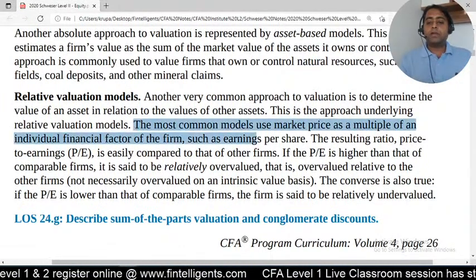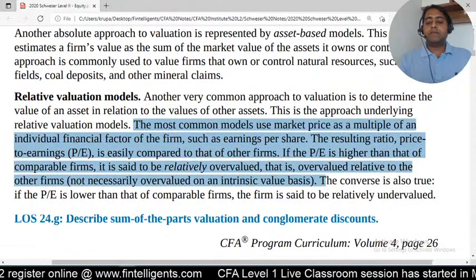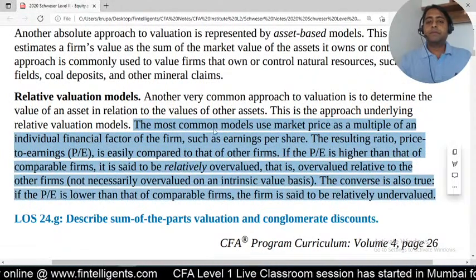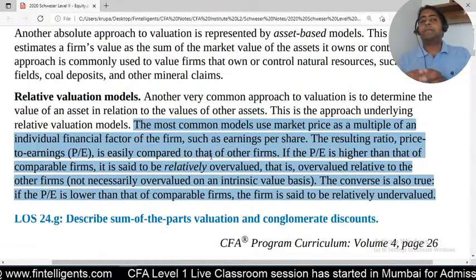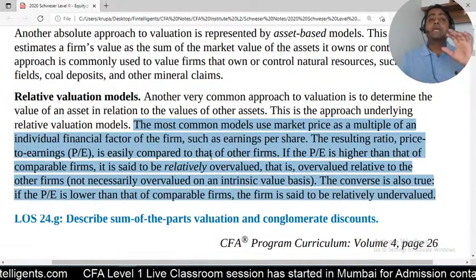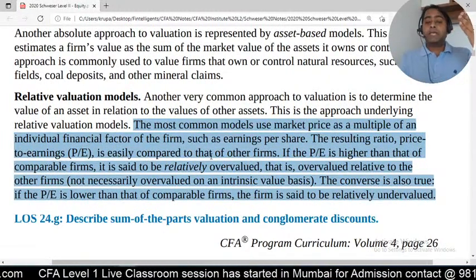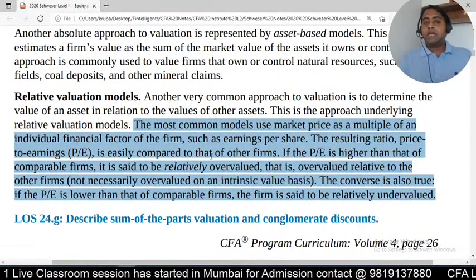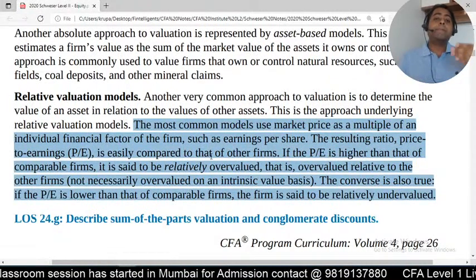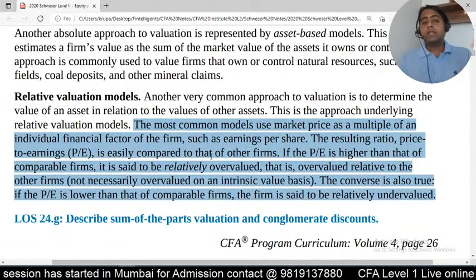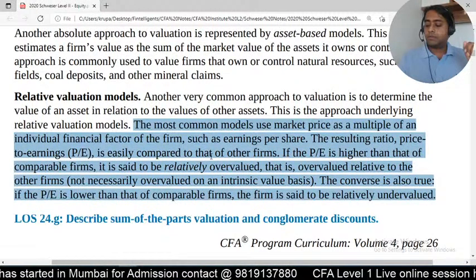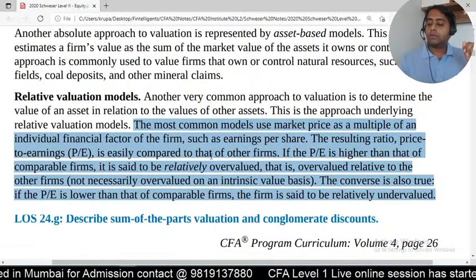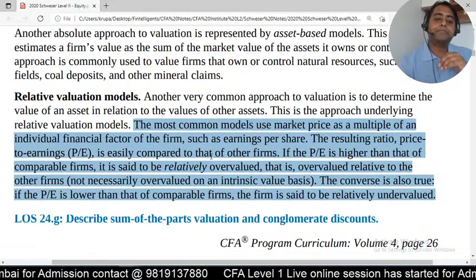Okay, the most common approach is this, and they have also talked about it over here. If the P/E ratio is very small, that primarily means you should purchase it. Why? Because as compared to the earning, you are giving a very low price. That means it's undervalued. If the P/E ratio is very high, that means as compared to the earning, you are paying a higher price for that stock. That means it's an overvalued stock, right?